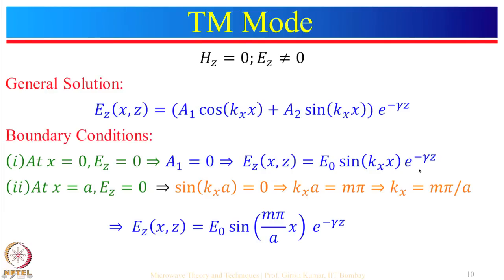Now apply the second boundary condition, which is at x equal to a, Ez equal to 0. So if you put x equal to a here, then it will become E naught sin kx a e raised to minus gamma z. And if you equate it to 0, then E naught cannot be 0, and the exponential cannot become 0. So the sin function has to be 0. So sin kx a is 0, which implies kx a should be a multiple of pi. So kx a is equal to m pi, where m is an integer. From here kx is m pi by a. Now put this value of kx in this equation. So the longitudinal electric field will be Ez equal to E naught sin (m pi by a) x into e raised to minus gamma z. So this is how the longitudinal electric field is derived.